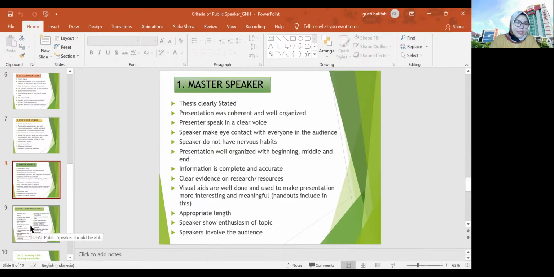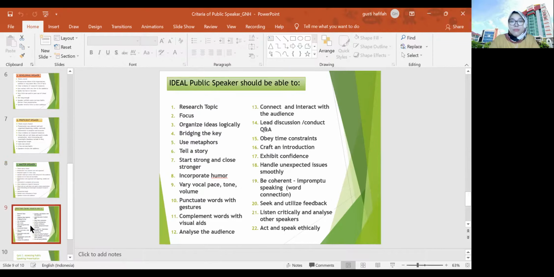Now, the next is that the ideal public speaker should be able to. This is another summary. I think we have discussed some of this in our previous lesson about how to build confidence, what to prepare in public speaking, what to do before and during the public speaking. Yeah, these are the conclusions of what an ideal public speaker should be able to do. So it can be your checklist later on, okay? Your checklist if you do a performance.